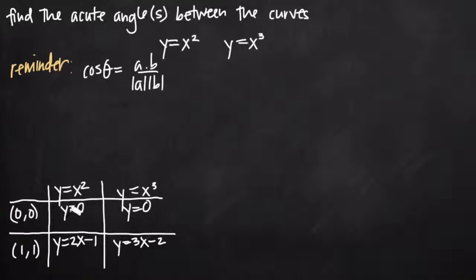So what's the angle between the line y equals 0 and y equals 0? Well, in this case, it's the exact same line, and because it's the exact same line, the angle between them is 0. Well, how do I prove this to myself? I'll show you how I prove it to myself, and then we'll use the same process to find the angle between these other two tangent lines at the point 1, 1.